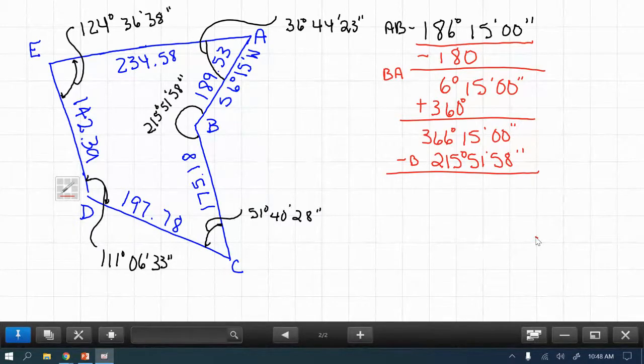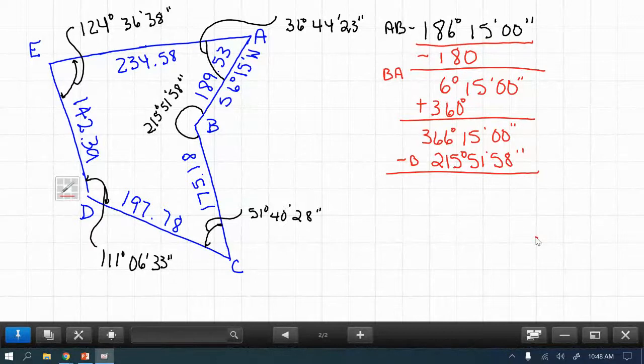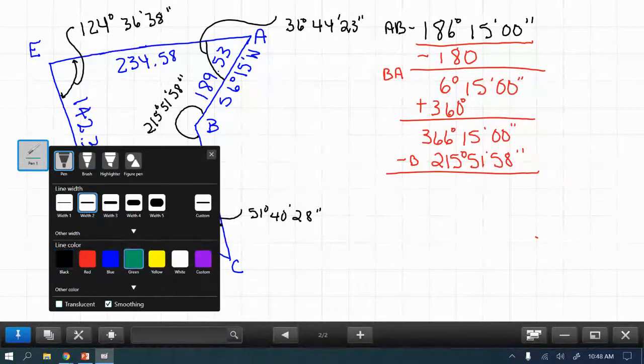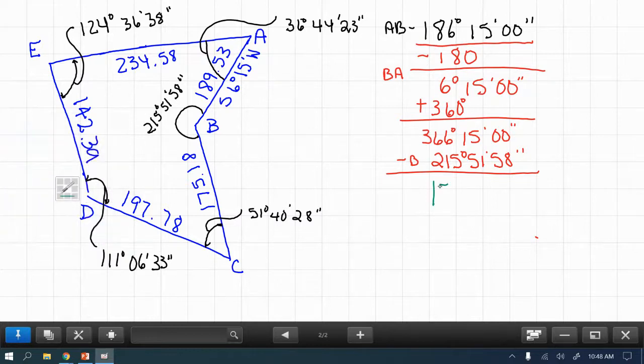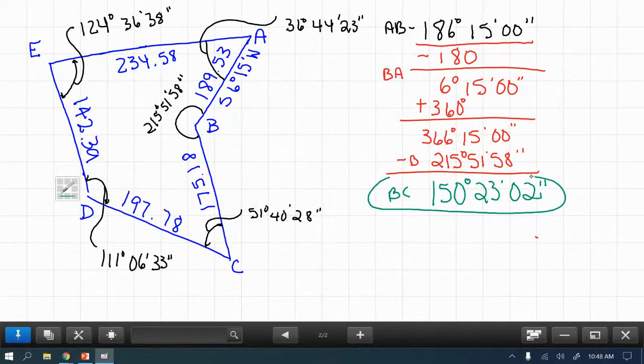Just make sure it works. All right, so I'm gonna write it up here, and I'm gonna use a different color. You had 150 degrees, 23 minutes and 2 seconds. So that's the azimuth from B to C. So we're going to need to know that.